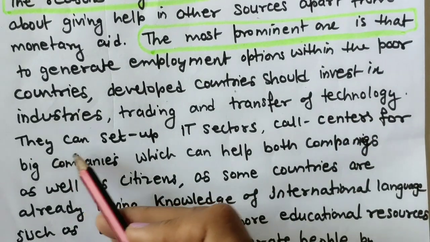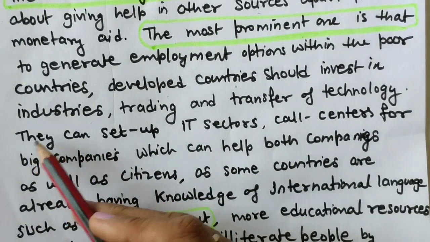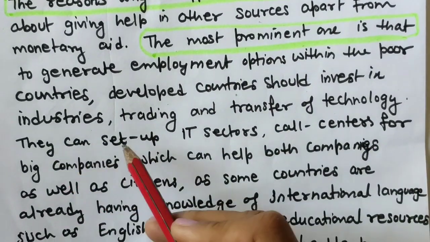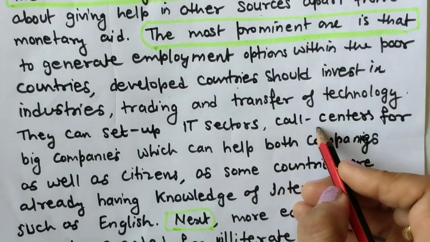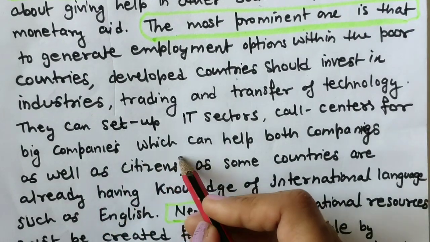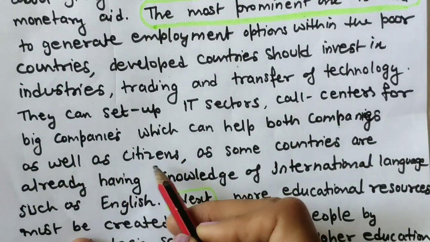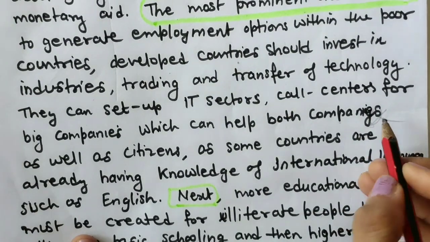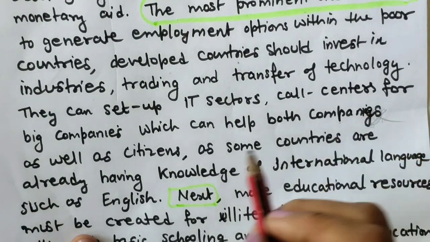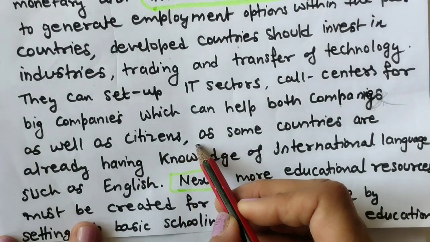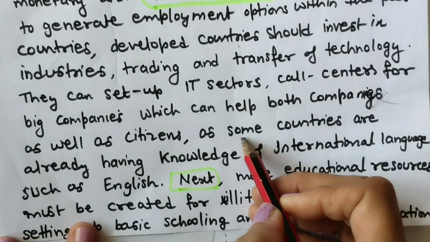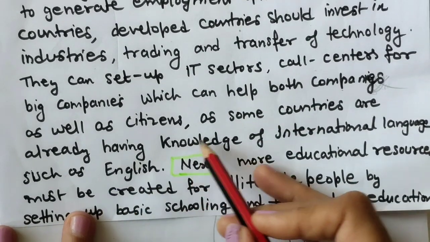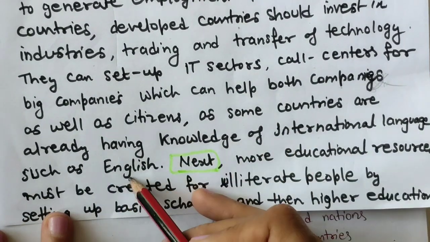technology. They can, full stop is there. I have not used any connector here, only this connector I have used. They can set up IT sectors, call centers for big companies, which can help both companies as well as citizens. See, this mistake is not allowed. This is wrong. Okay, they will not understand, they will cut it. As well as citizens, as some countries, now I am giving reason for setting up call centers or IT sector, as some countries are already having knowledge of international language such as English.